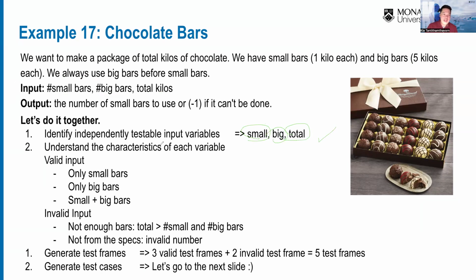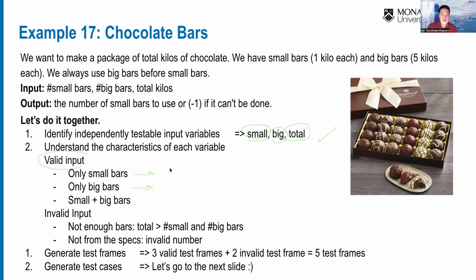Now, we want to understand the characteristics of the domain of the input variables. There are the valid inputs. What does it mean? We use all of the small bars to make the package, or we use all of the big bars to make the package. For example, let's say we want to make 5 total kilos.